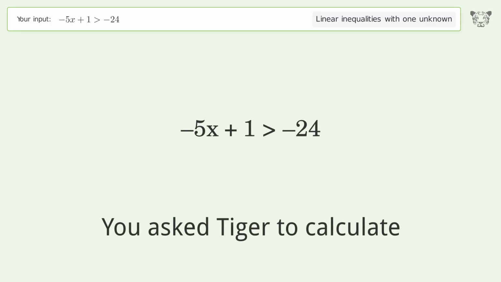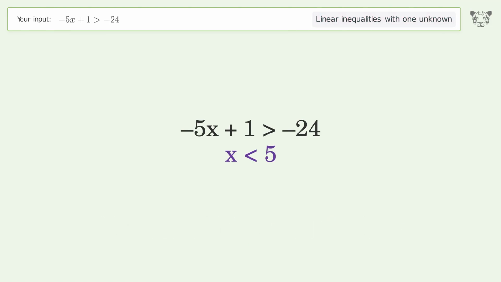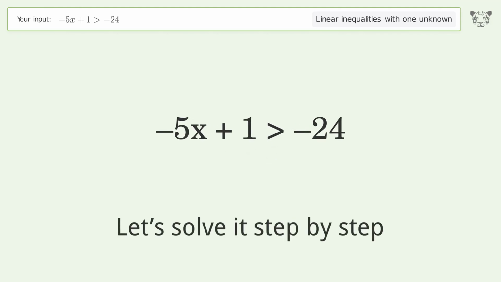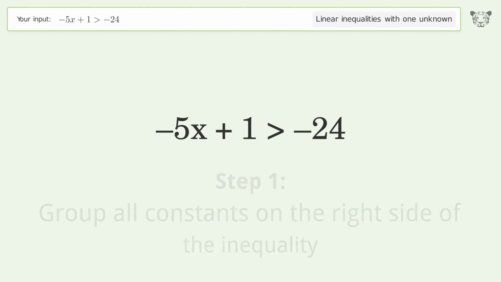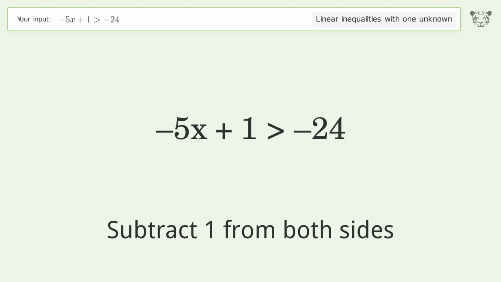You ask Tiger to calculate. This deals with linear inequalities with one unknown. The final result is x smaller than 5. Let's solve it step by step. Group all constants on the right side of the inequality. Subtract 1 from both sides.